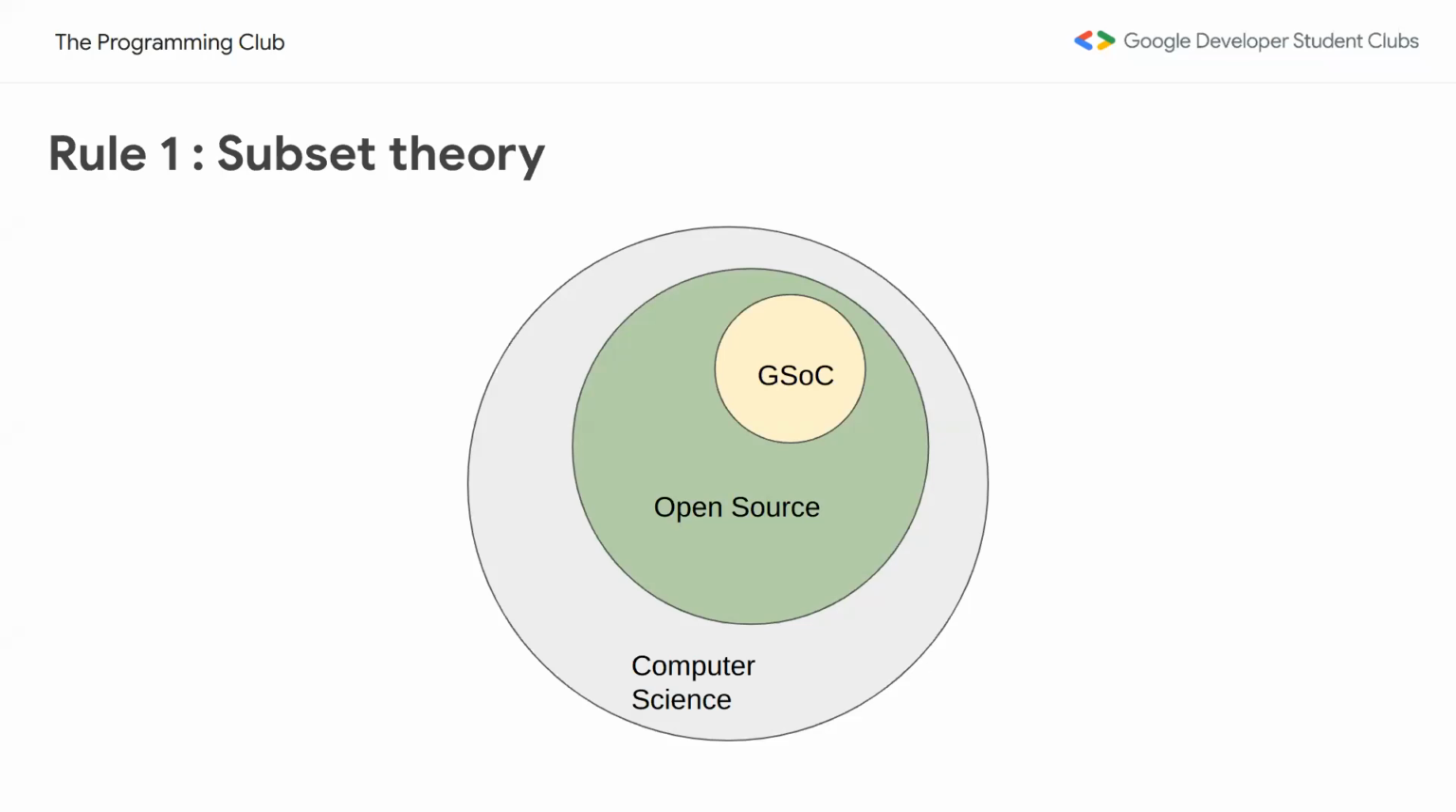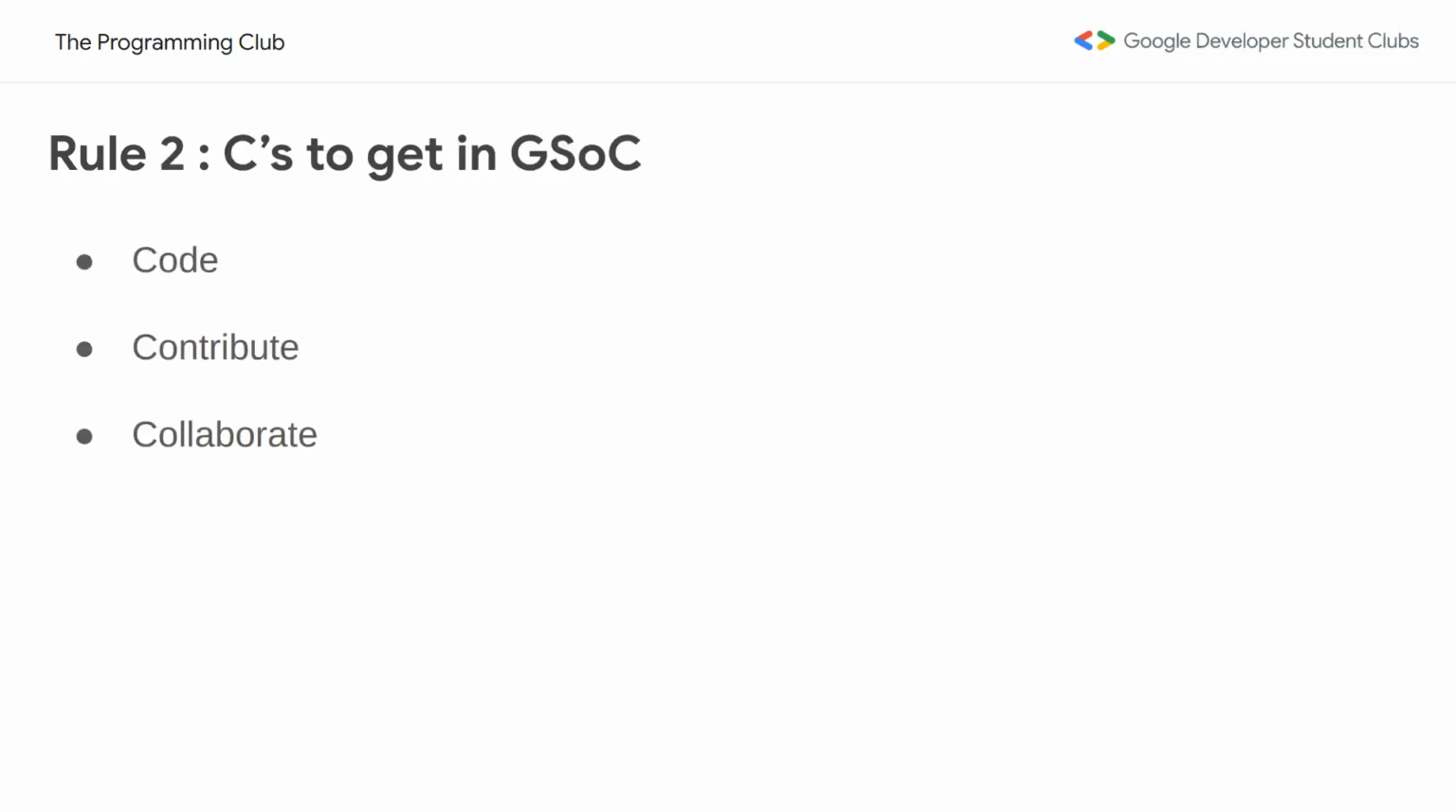So it is always better to get thorough with computer science concepts, then open source, and then GSoC. This should be the ideal flow of doing things. You can always opt directly for GSoC, but some pre-work will always be beneficial.